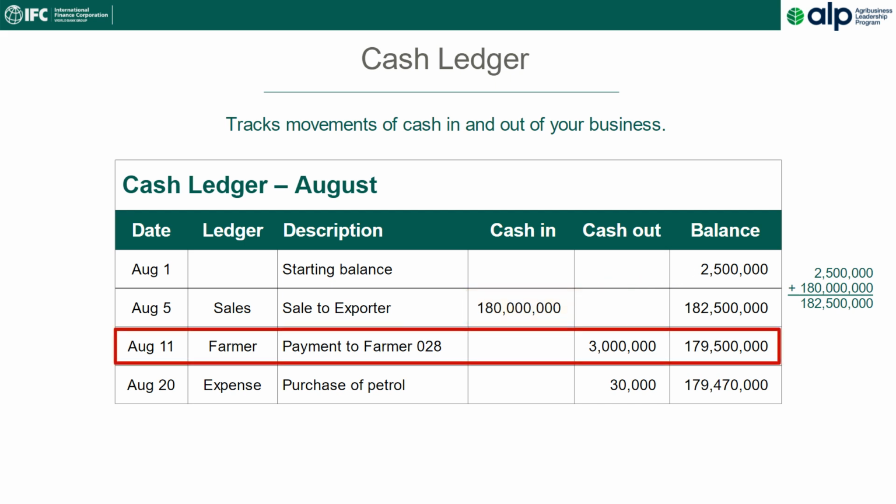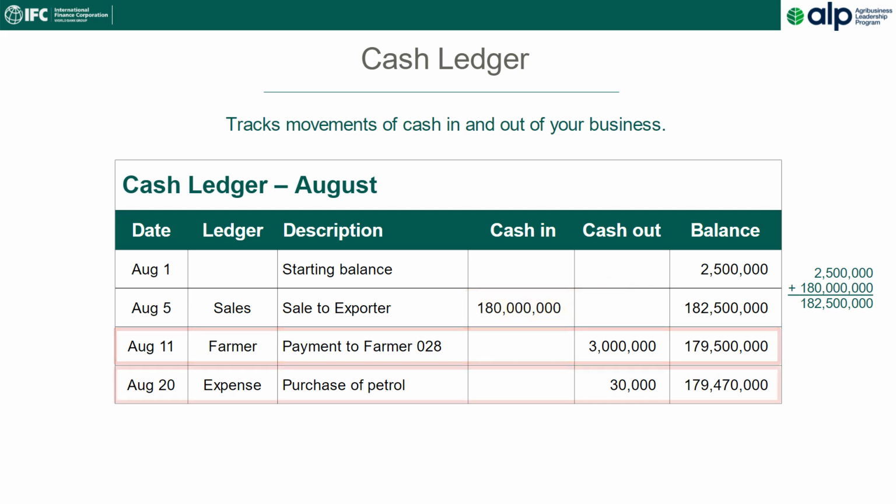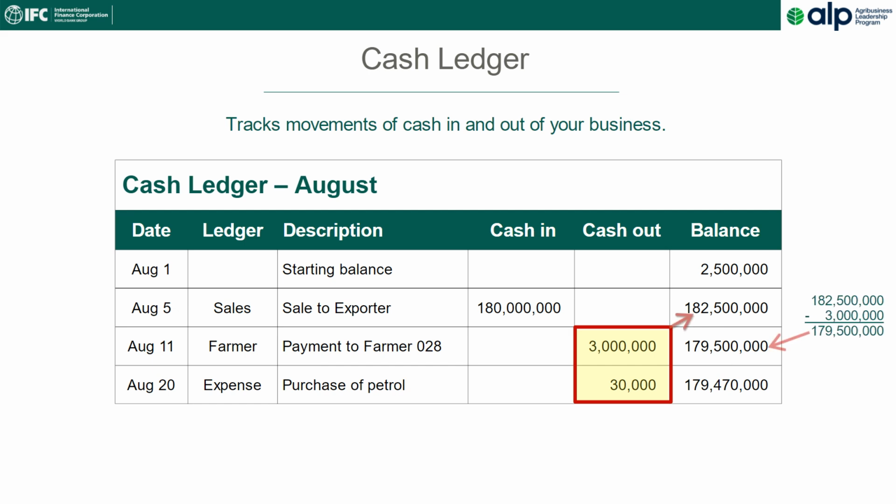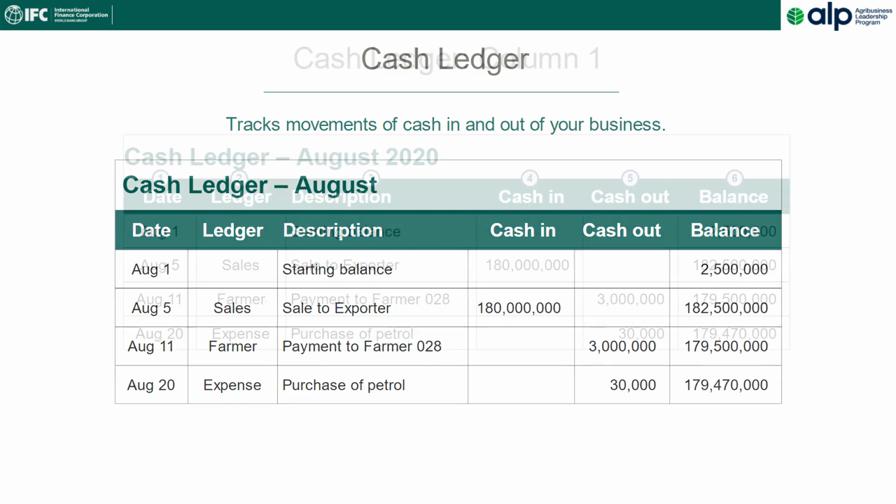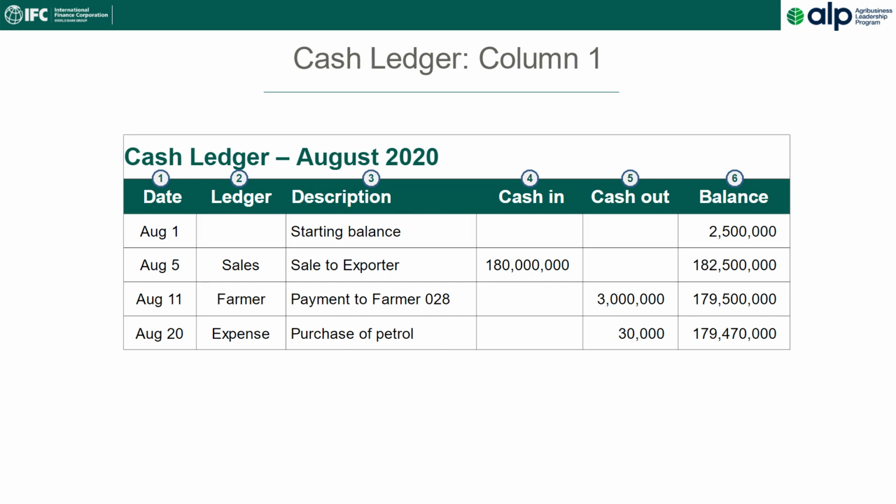The payment to Farmer 028 and the purchase of petrol are cash-out transactions. Each amount is subtracted from the balance on the previous line to obtain the current balance. This slide shows a single ledger for the purpose of demonstrating how a cash ledger works. For training purposes, we will not focus on whether these transactions are by bank or cash on hand. Let's discuss the columns in the cash ledger in more detail.